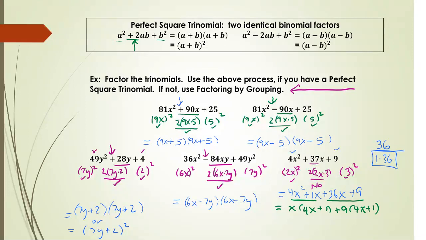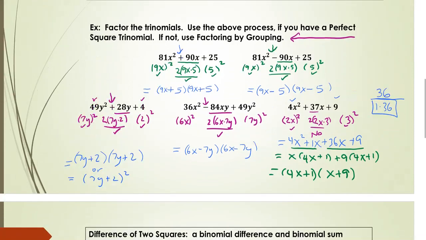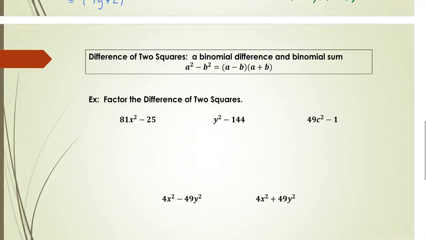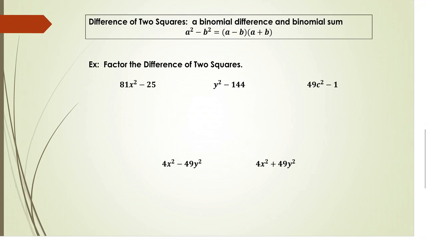Okay, there we go. Now I have 4x plus 1 and x plus 9. So notice I did not use the perfect square trinomial process for factoring that because it wasn't a perfect square trinomial. It has to be one of those to use that process. So I'm going to move into the other type of factorization, and this one's really quick.